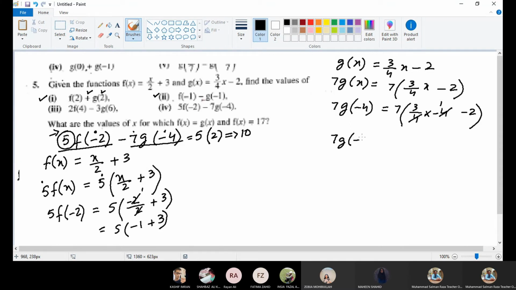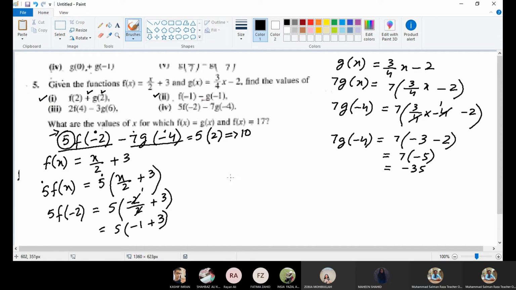Many of the students do not see that it should be minus 3 minus 2, and they write something different which creates a mess in the question. So 7 into minus 5, and then it is going to become minus 35.